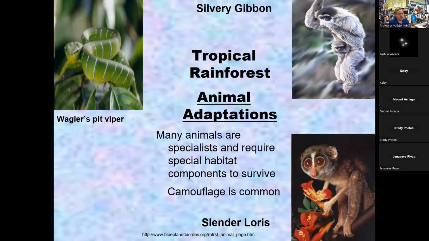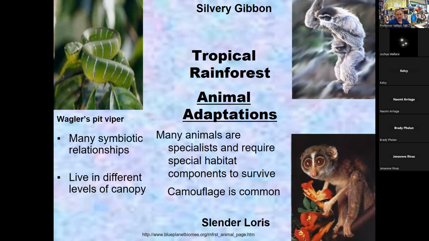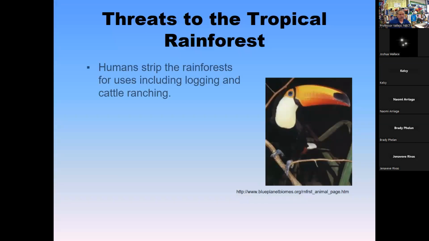Here are some animal adaptations to tropical rainforests. Many animals are specialists and require special habitat components to survive. Camouflage is common, protective coloration, also warning coloration. Some frogs are another example. And so here are pictures of animals that live in the tropical rainforests. There are many symbiotic relationships between animals in the tropical rainforest, and different organisms live in different levels of the canopy. As you know, the tropical rainforests are threatened.